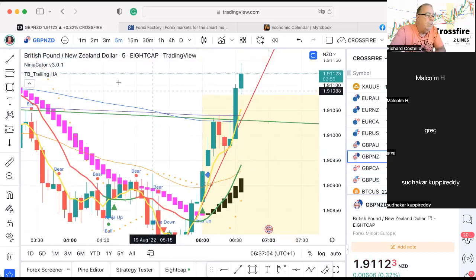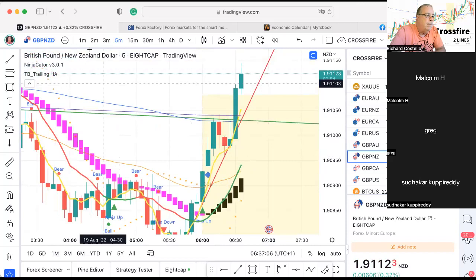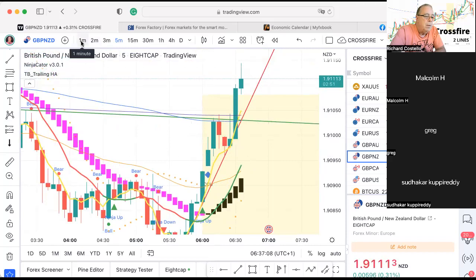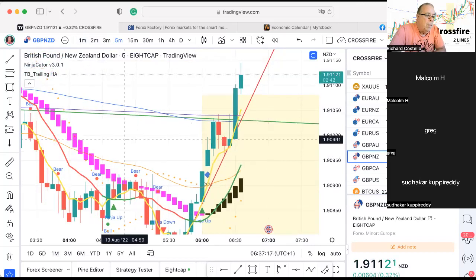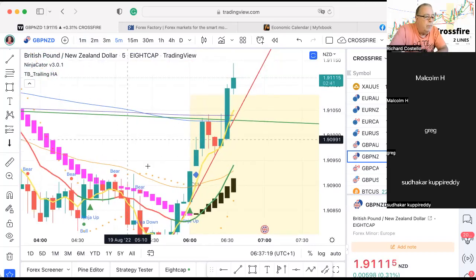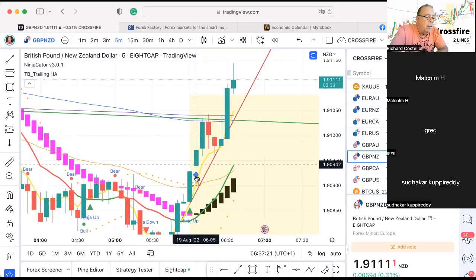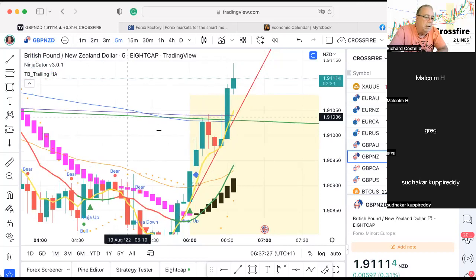Is the color change, Richard, the CCU or whatever you call it, a bit like the ninja up and the ninja down? In other words, you wait for the candle until it actually closes? Well, the way that I use this, I've just realised I'm on the 5 minute. I should have been on the 1 minute, but it's exactly the same effect.